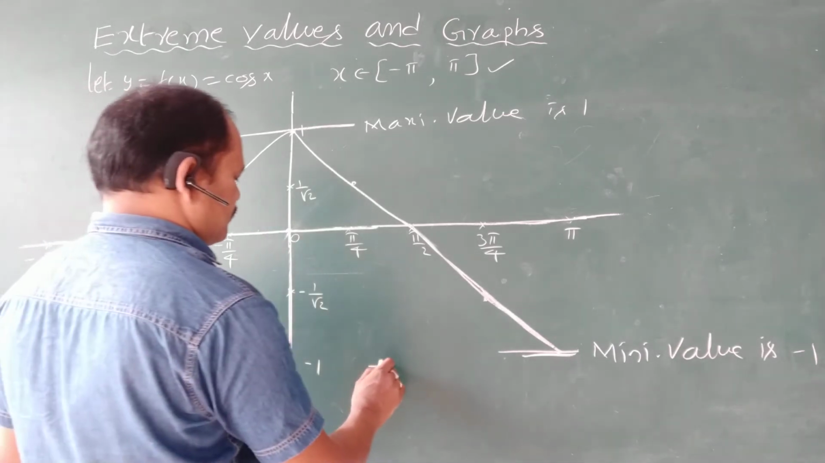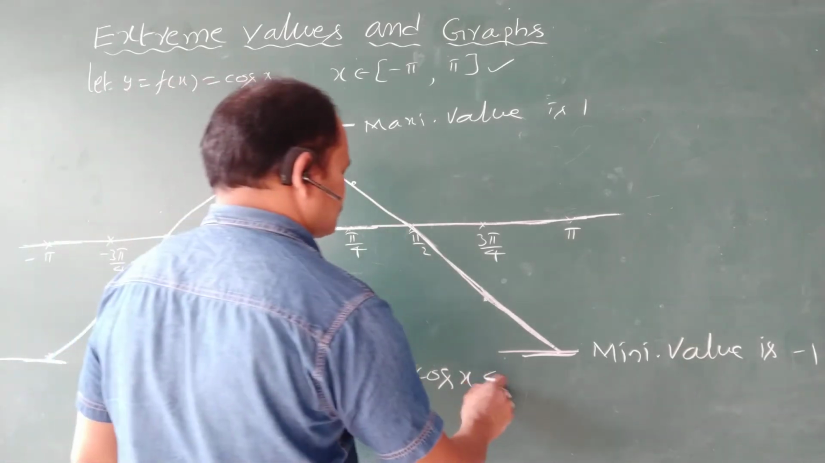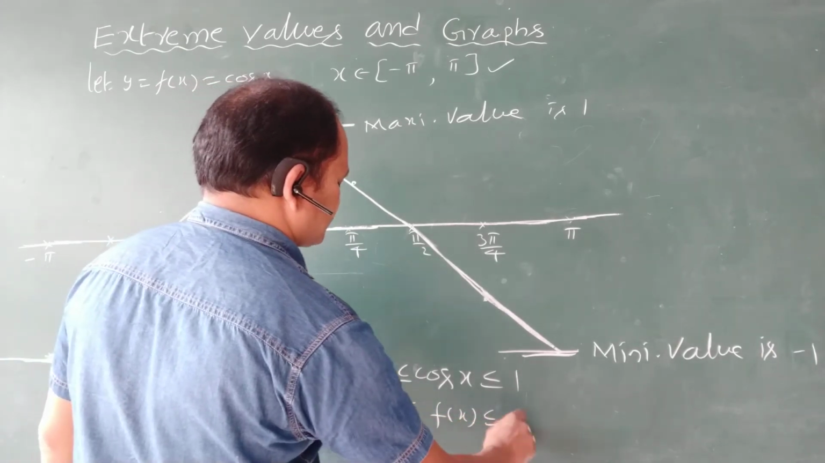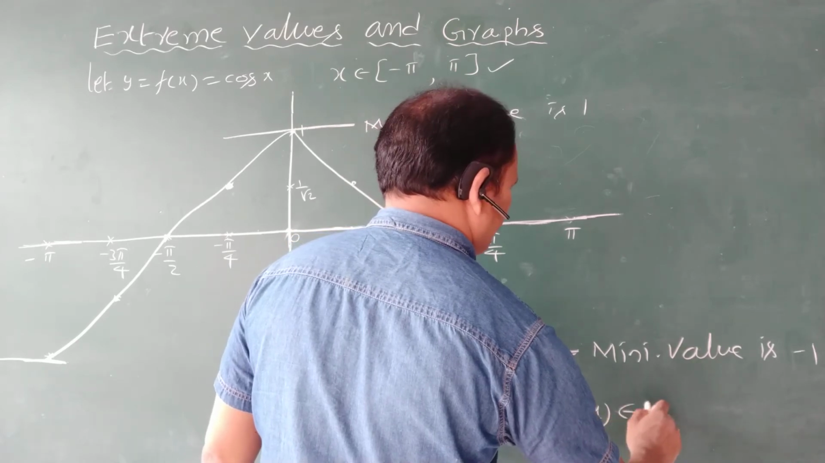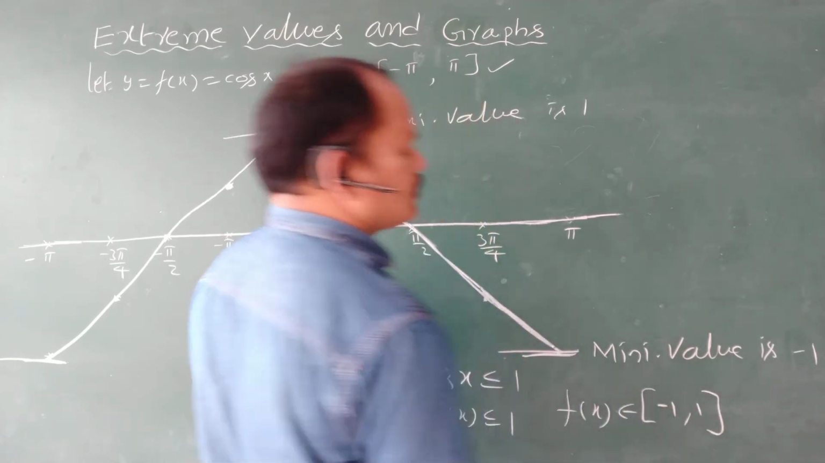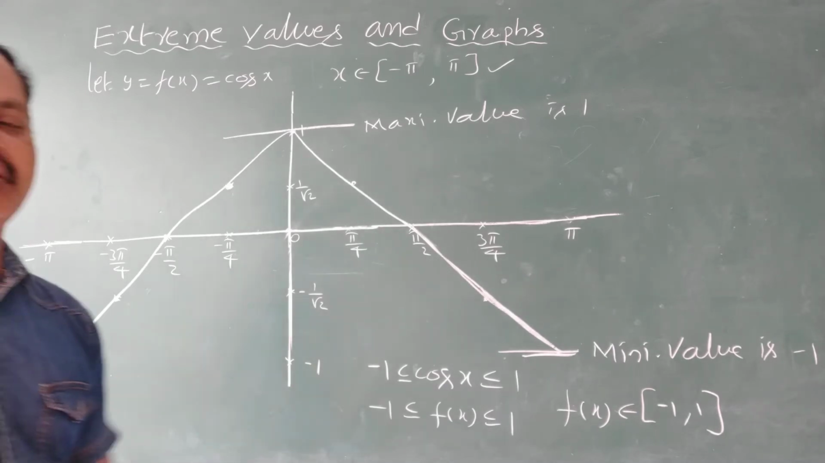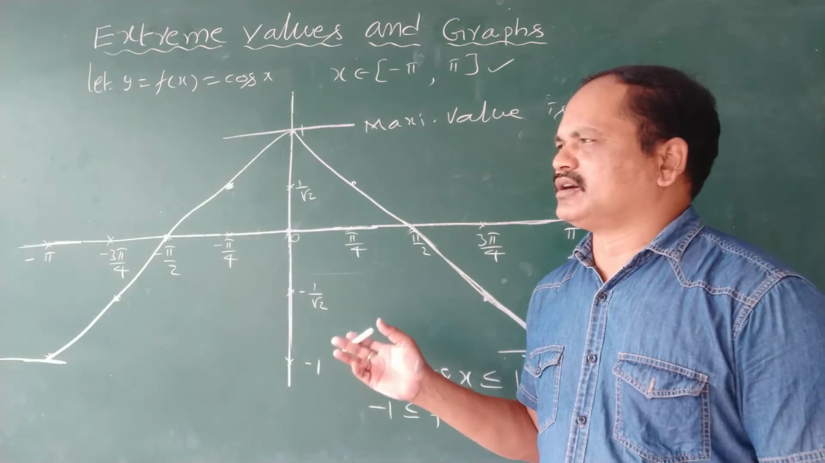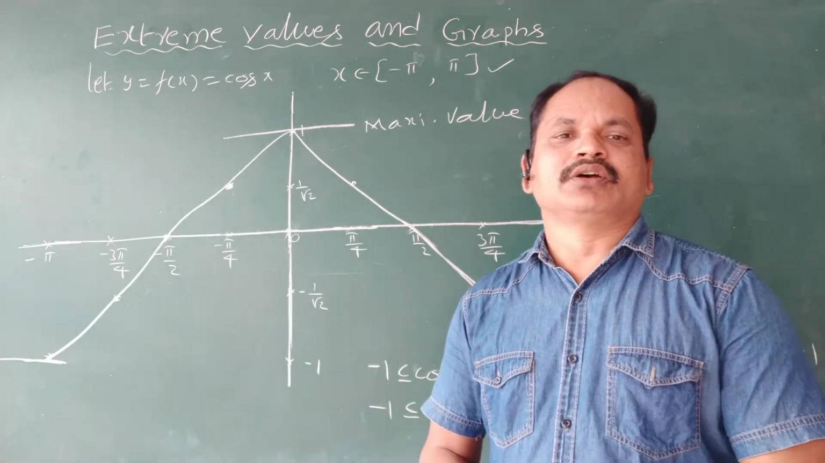That's why cos x lies within the interval minus 1 to 1. That's why minus 1 is less than or equal to cos x, less than or equal to 1. That's why minus 1 is less than or equal to f of x, less than or equal to 1. That's why the range of f of x is closed minus 1 to 1. The extreme values of cos x are minus 1 and 1, and the range of cos x is closed minus 1 to 1.